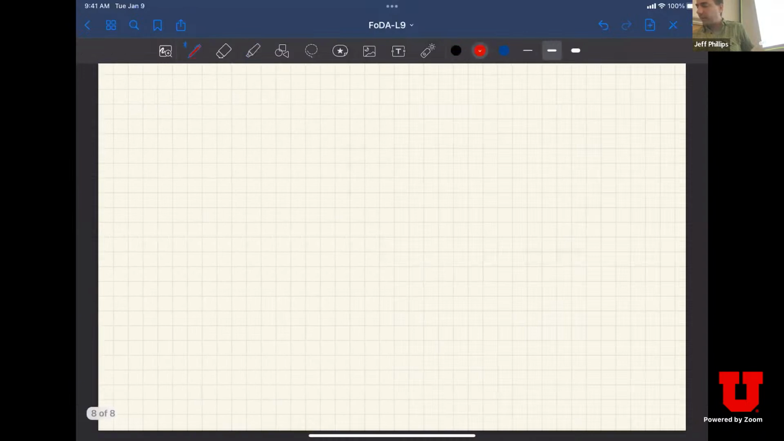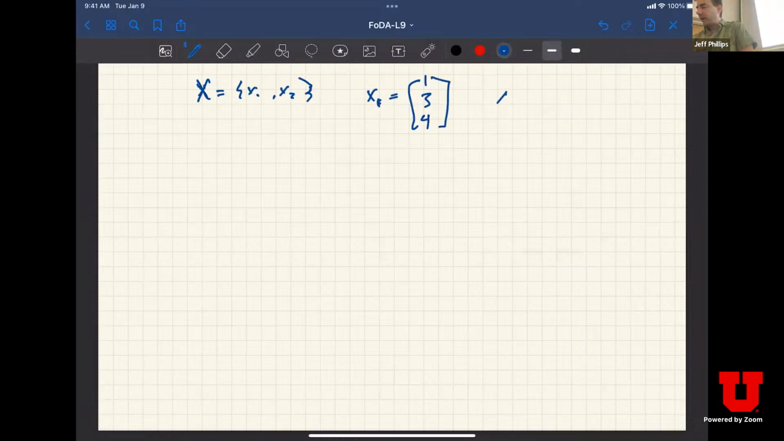All right. Well, let me just say, let's go through some examples of this. So let's say that X equals x1, x2, and I have x1 is equal to (1, 3, 4). Okay, and x2 is equal to (2, 4, 1). Okay, so these are vectors in R3.